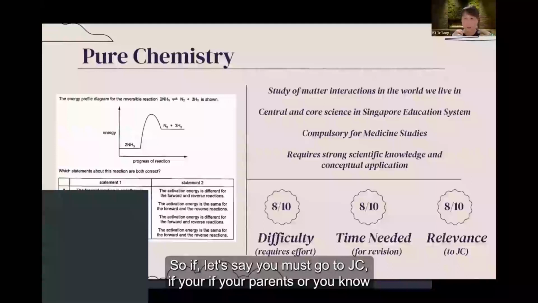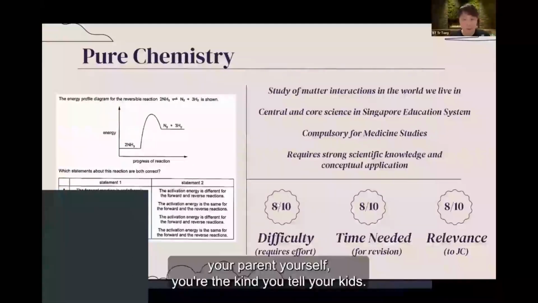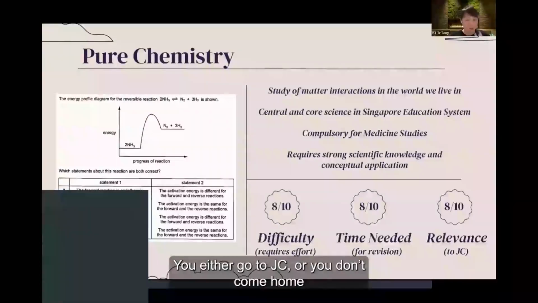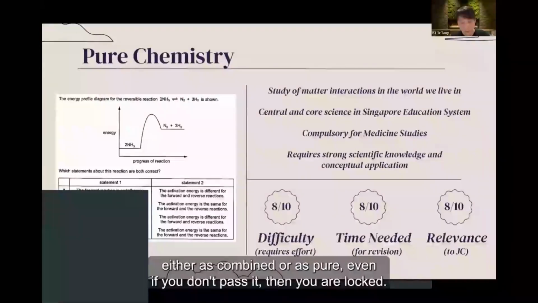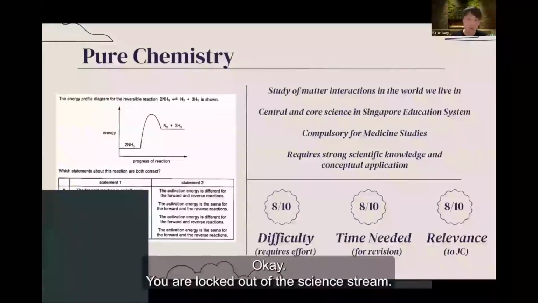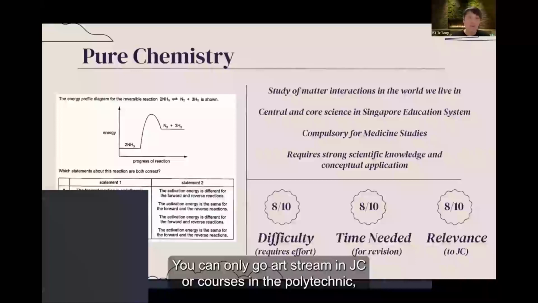So let's say you must go to JC, okay, if your parents or you're a parent yourself, you tell your kids, okay, you either go to JC science stream or you won't come home, then yes, you must pass your chemistry, because if you don't have chemistry either as combined or as pure, if you don't pass it, then you're blocked. You're locked out of the science stream. You can only go art stream in JC or courses in the polytechnic.